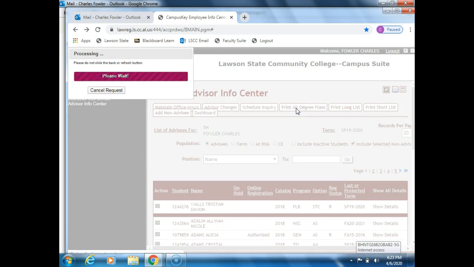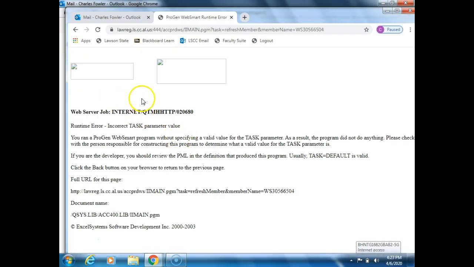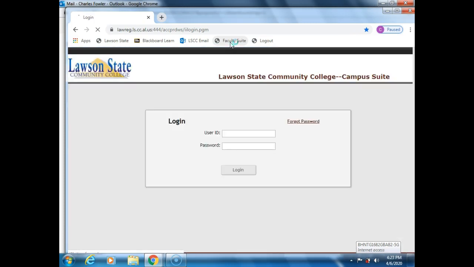Oh no, I sure don't want it to do that. Cancel that. It said print all the plans. I don't want that. Okay. Yuck, it just got me out of everything. Okay. So it sounds like to me that we need to talk with someone in admissions.